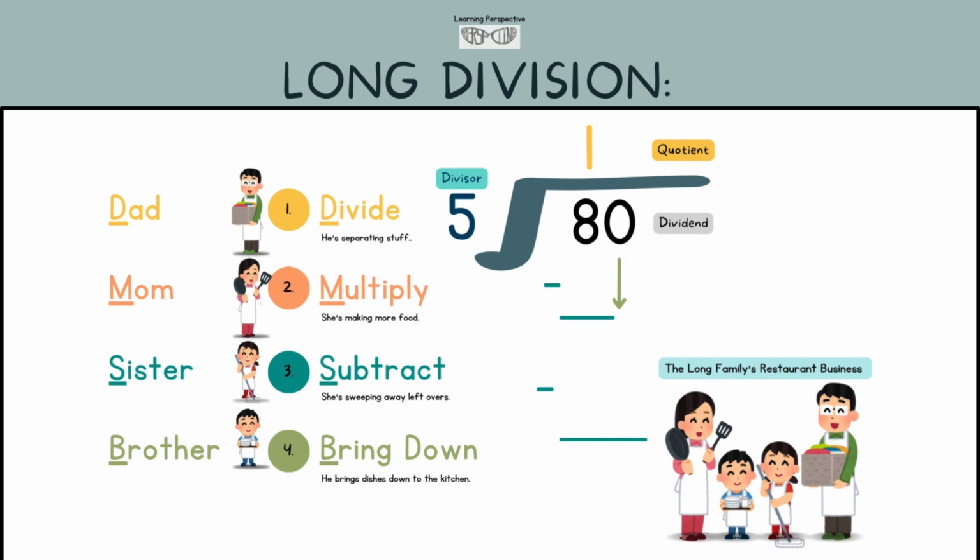Dad divide. Mom multiply. Sister subtract. Brother bring down. Can you see that? Good. Now repeat. Dad divide. Mom multiply. Sister subtract. Since there's no brother, the sister becomes the remainder.